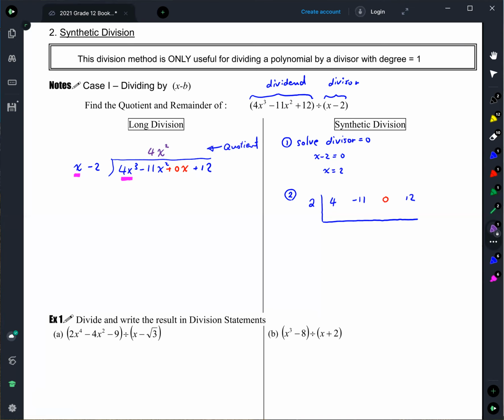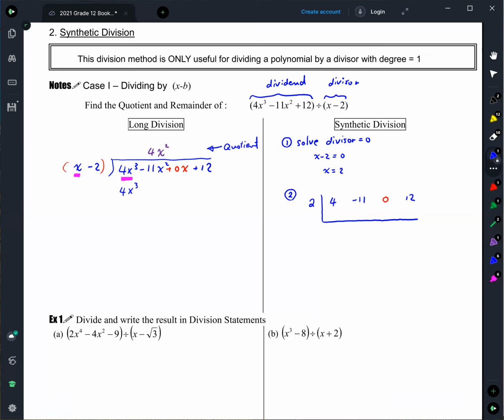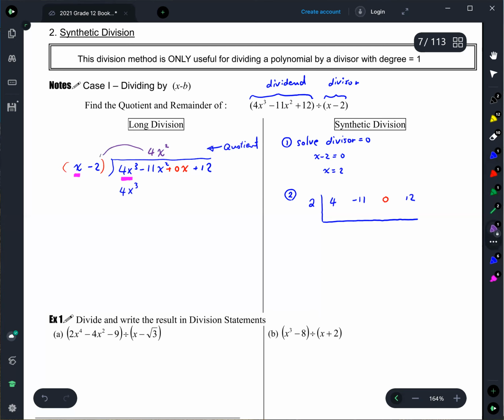Okay, so this 4x squared will multiply these two, right? Multiply both terms. So 4x squared times x will give you 4x cubed. 4x squared times negative 2. Okay, multiply both of them. 4x squared multiplied by -2 will give you -8x squared.